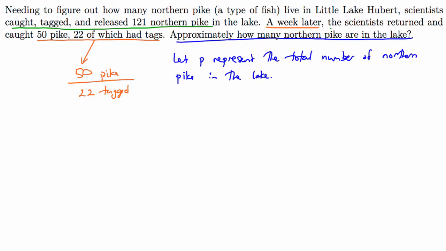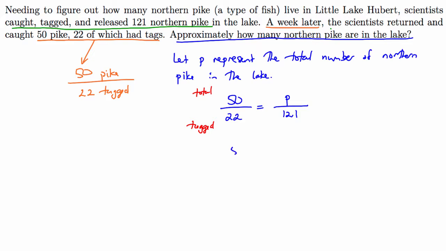We already know in one situation we have 50 pike, and of those 50, 22 are tagged. Again, it is important to keep track of the top value is the total number of fish, and the bottom value is how many were tagged, so that when I set this equal to another ratio, I keep that same structure. In the second ratio, I don't know how many northern pike are in the lake, so that's where our P comes in. But I do know from the very first bit of information that there are 121 tagged northern pike in the lake. So again, our second ratio still follows the total is on top and the number of tagged fish in the lake is on the bottom.